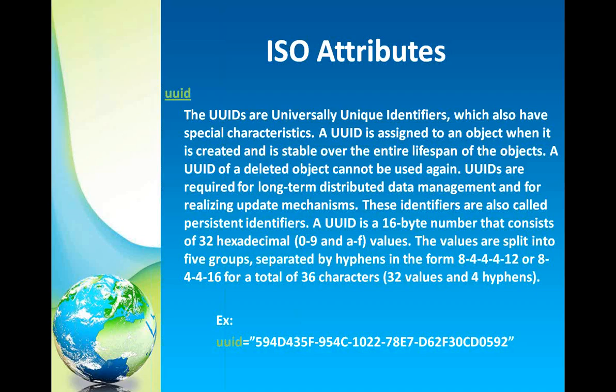A UUID is a 16-byte number that consists of 32 hexadecimal values. The values are split into 5 groups separated by hyphens, for a total of 36 characters, which are 32 values and 4 hyphens. A lot of times you'll see the URLs won't have the hyphens in them because it's understood.